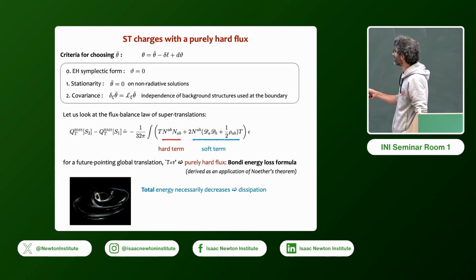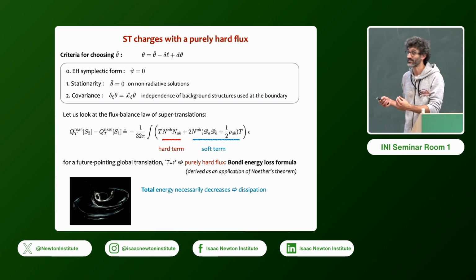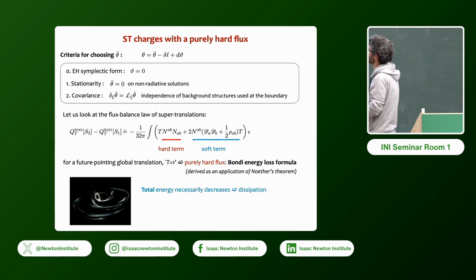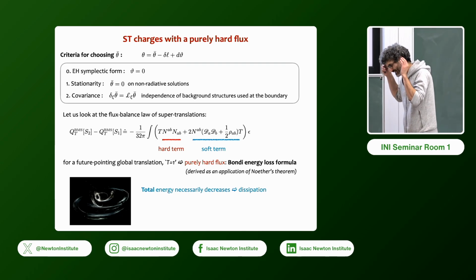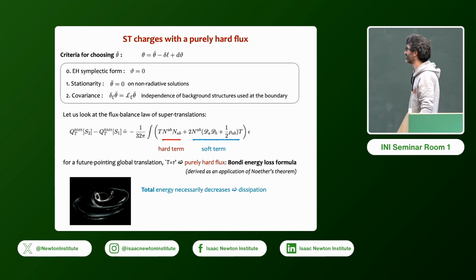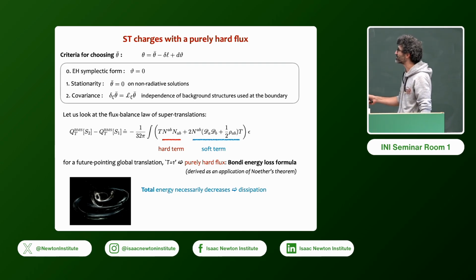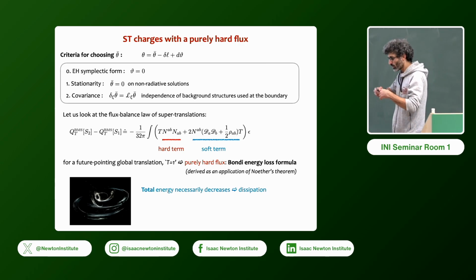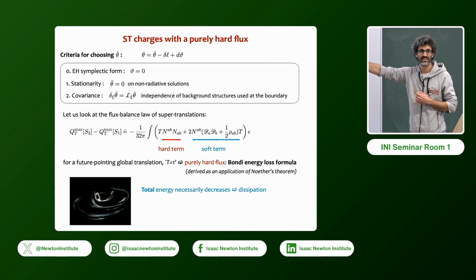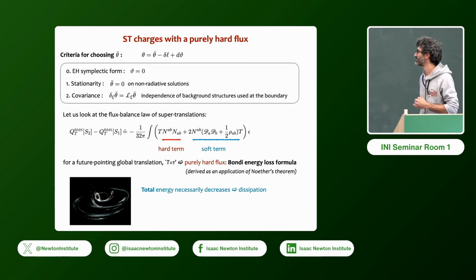Then this term dies, and you have a purely hard flux, but more importantly, you have a monotonic flux, because it's in the news squared. And that's the famous result when Bondi said energy has to be dissipated physically by gravitational waves. That's what proves it, because you have something that is strictly monotonic, and therefore energy is necessarily being taken away from the system. So energy is really being dissipated.